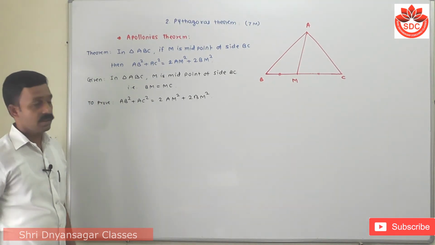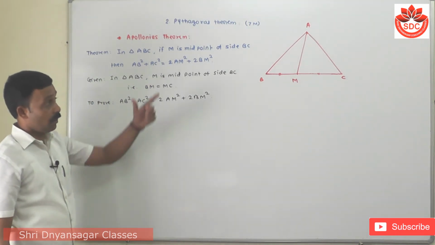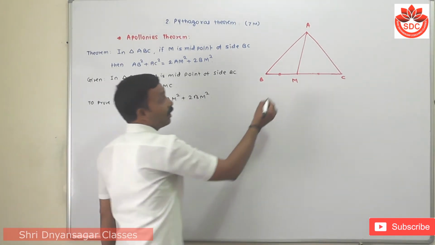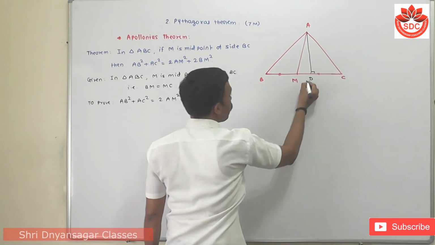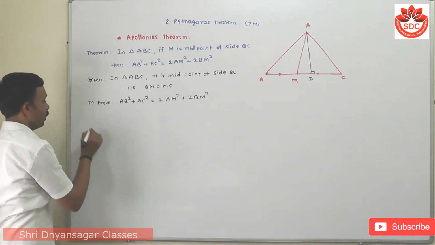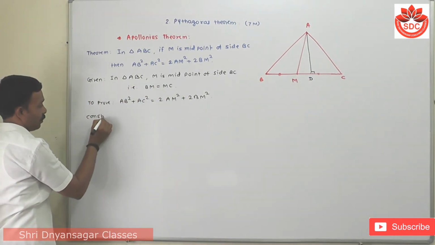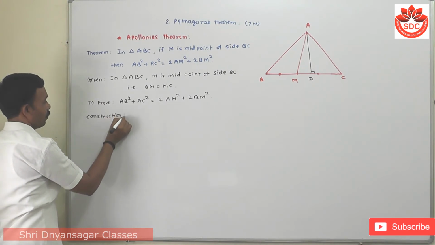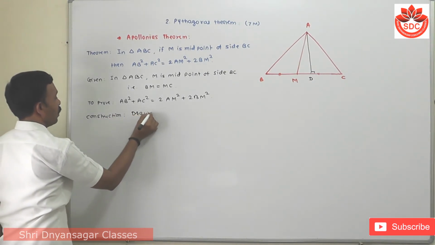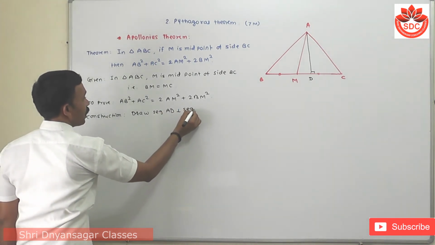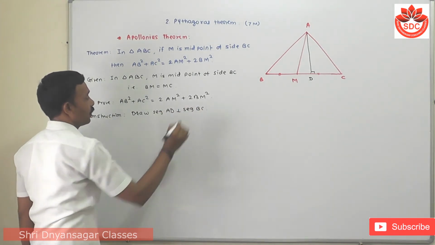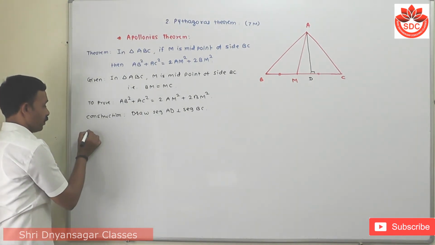Now for this, draw the perpendicular through point M. Let this be the height of that triangle. Suppose that this is point D. So, construction: draw segment AD perpendicular to the segment BC. Okay, then take the proof.